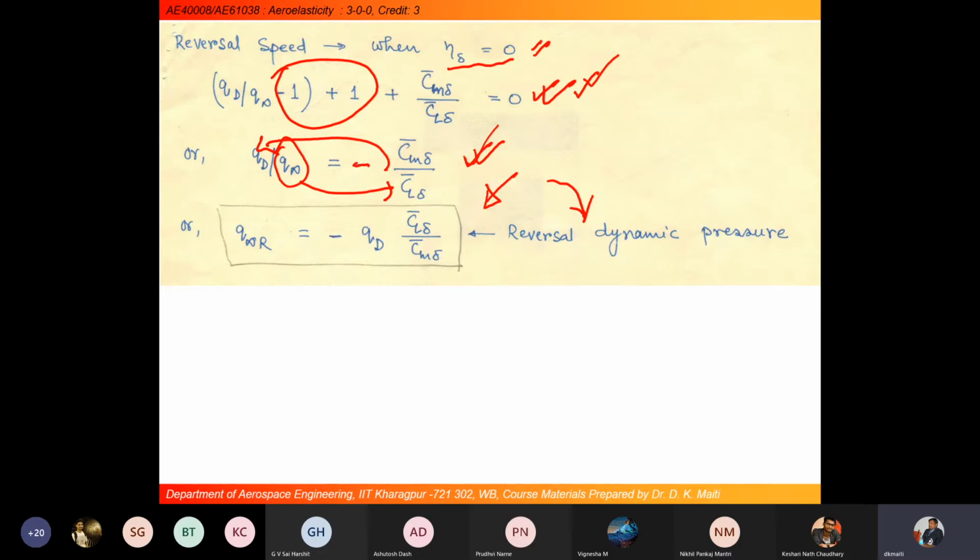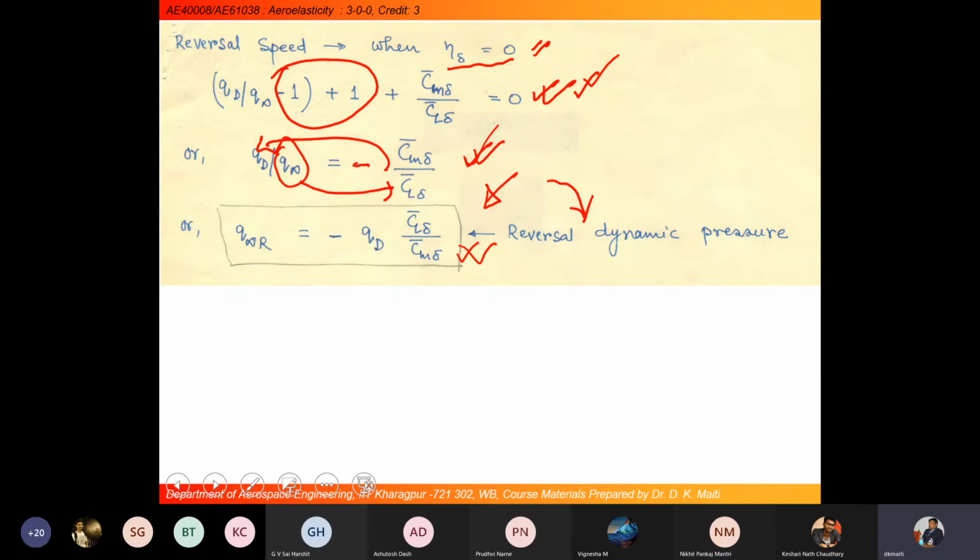Whatever equation we are getting here, as I discussed earlier also, we are getting with the negative sign. That means if we take Cl delta bar, Cm delta bar, then it is going in the negative direction, the negative direction of the forward speed.